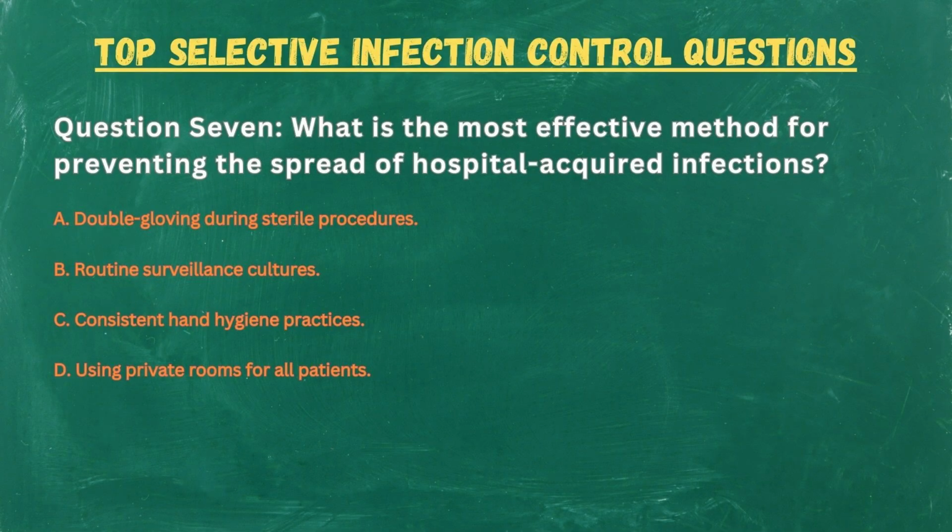Question 7. What is the most effective method for preventing the spread of hospital-acquired infections? A. Double gloving during sterile procedures. B. Routine surveillance cultures. C. Consistent hand hygiene practices. D. Using private rooms for all patients. Answer. C. Consistent hand hygiene practices.